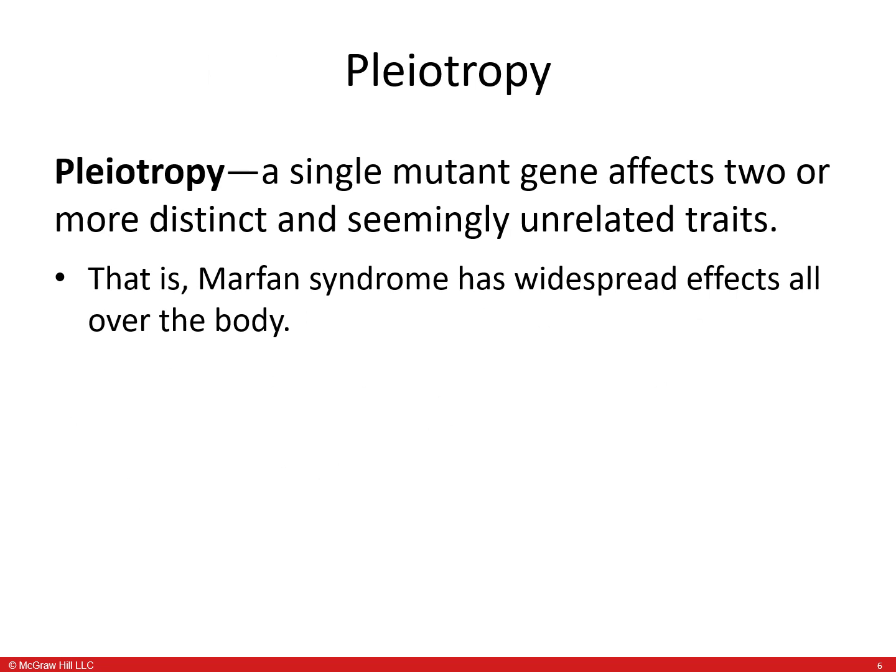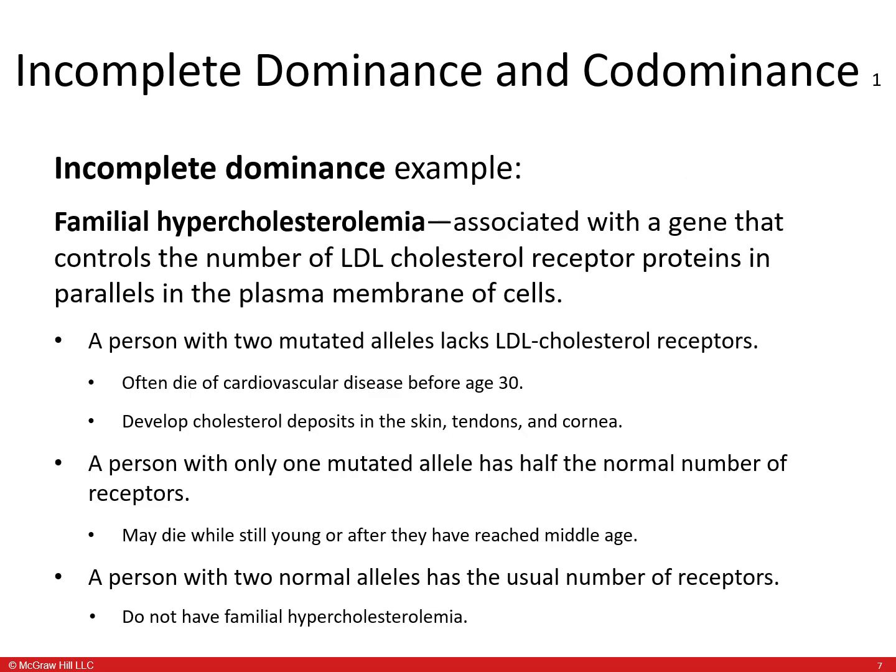Pleiotropy is when a single mutant gene affects two or more distinct and seemingly unrelated traits. An example of this is Marfan syndrome. An example of incomplete dominance is familial hypercholesterolemia. It is associated with the gene that controls the number of LDL cholesterol receptors, or proteins, in the plasma membranes of cells.